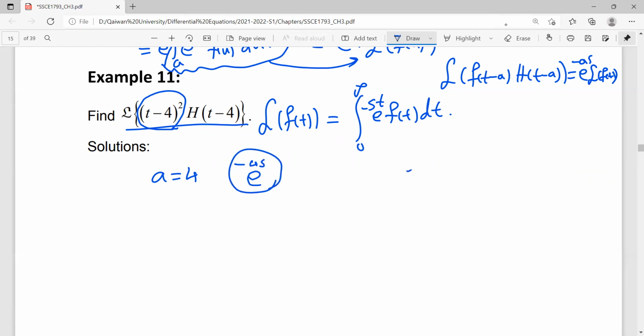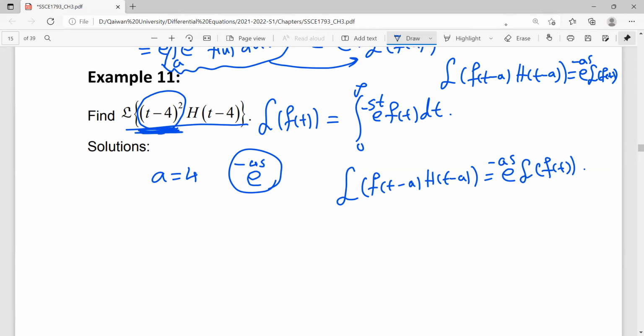We say the Laplace transform of, I'm going to write down the rule here, the Laplace transform of f of t minus a times h of t minus a equals e to the power minus as times the Laplace transform of f of t. Here, we should find the Laplace transform for this part, and then we multiply it by e to the power minus as, which is e to the power minus 4s.